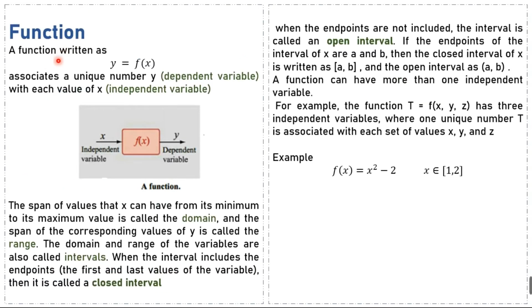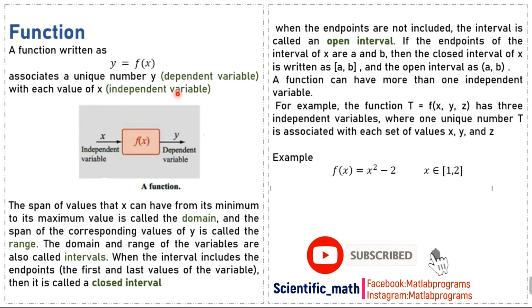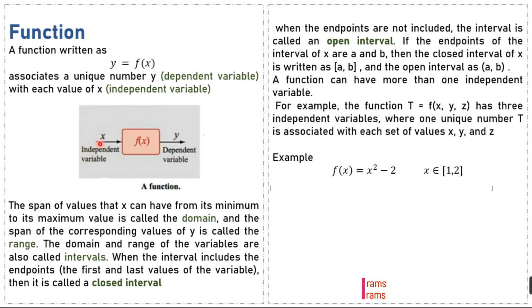Function. A function written as y is equal to f of x associates a unique number y, that is a dependent variable, with each value of x, that is the independent variable. Here we have a graphical representation of a function, where x is the independent variable. When we substitute some value of x in the function, we get the value of y, that is the dependent variable.